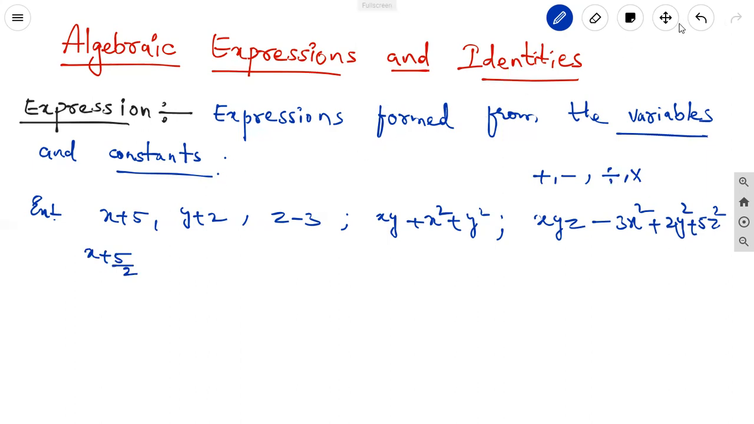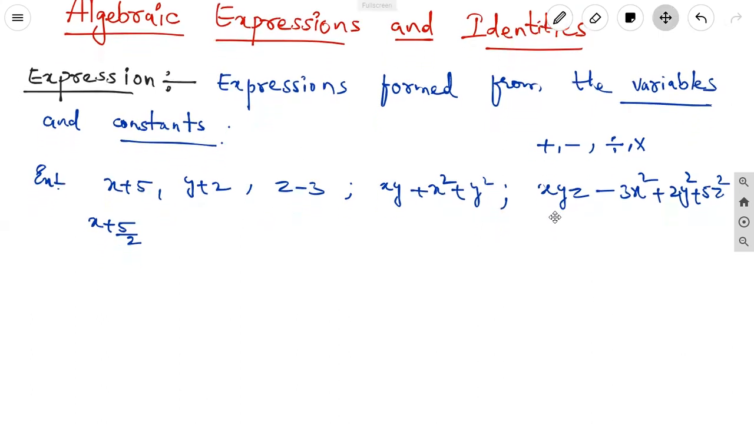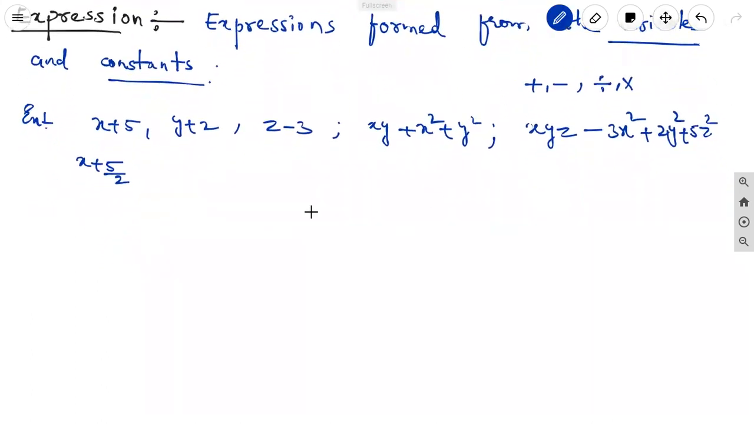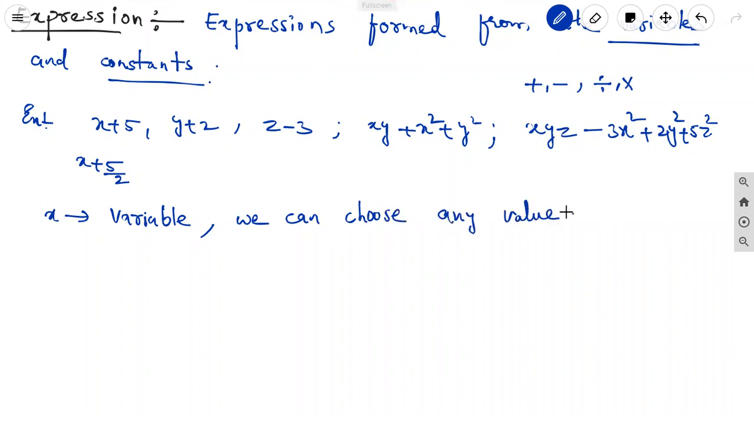Later we discuss the identities. Here, a variable is something whose value can change. We can change any value, that is a variable. A variable is nothing but we can choose any value. That value can belong to the integer set, whole number set, natural number set, or rational number set, whatever the number.